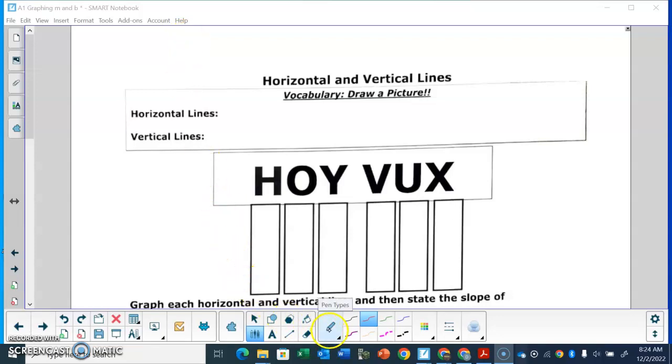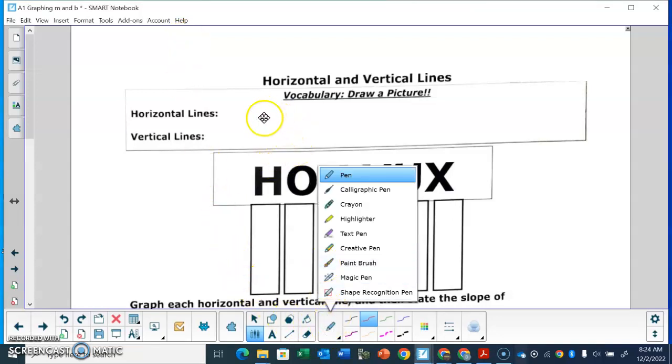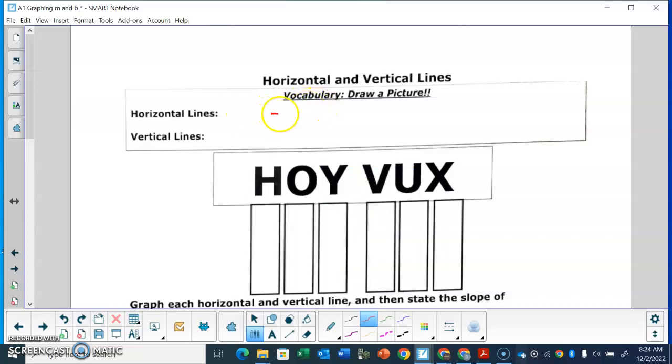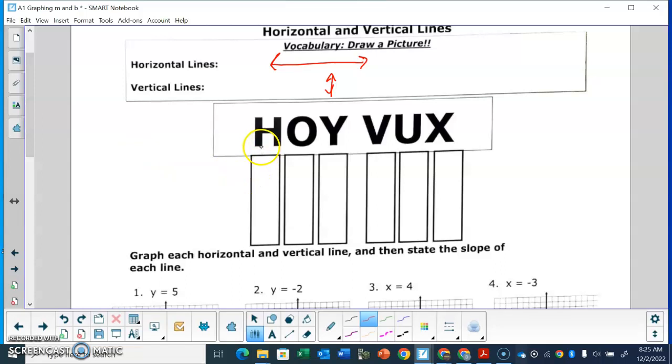Good morning. Today we're going to take a look at two very special cases in graphing: horizontal lines. And then we're also going to look at vertical lines, which go up and down. Okay, and we have a little mnemonic device to help us remember this.